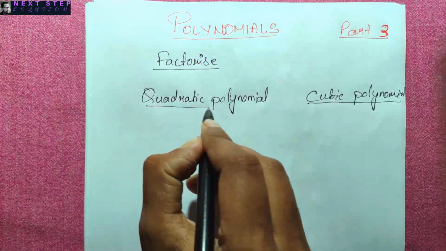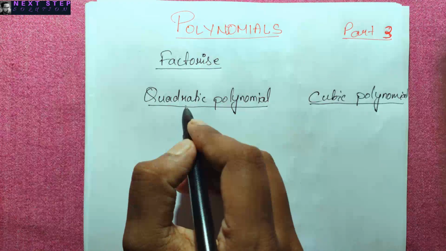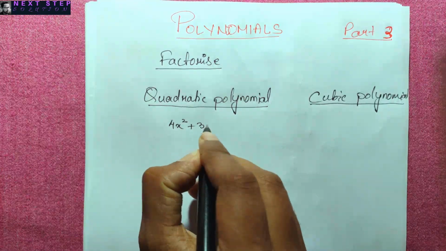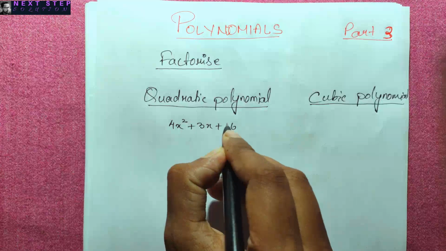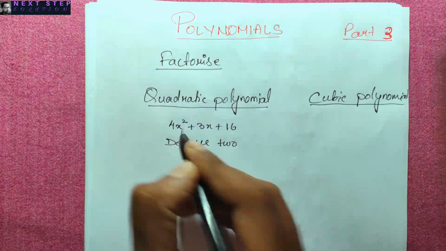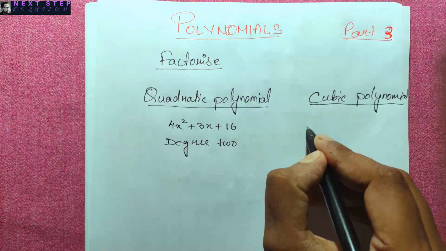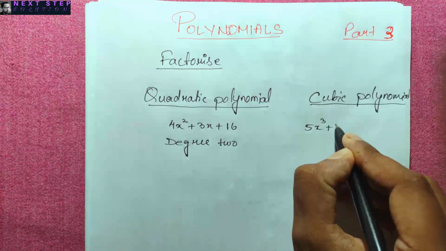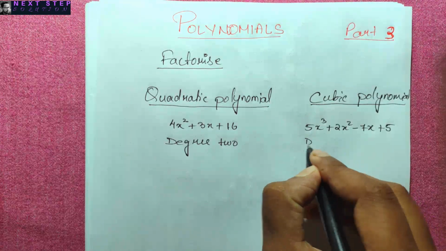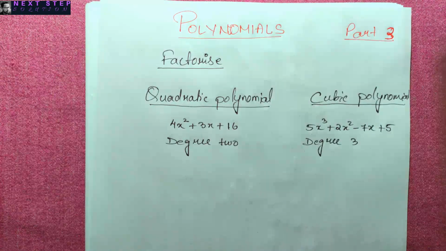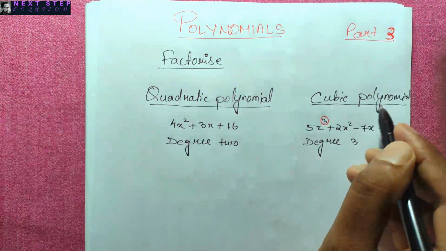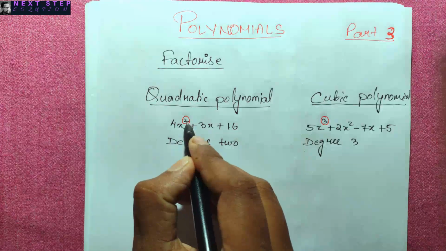In case you don't remember what is quadratic polynomial and cubic polynomial, quadratic polynomial is a polynomial with degree 2. It will be in the form like 4x square plus 3x plus any number, say 16. Here the degree is 2. Degree 2 is called quadratic polynomial, and cubic polynomial will be like say 5x cube plus 2x square minus 7x plus 5 in this form. Here the degree will be 3. Degree means the greatest power. Here the greatest power is 3, so it is called a cubic polynomial, and here the degree is 2, the greatest power is 2, so it is called quadratic polynomial.